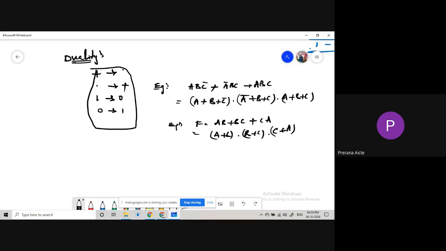Then again, if you find the duality function again, we get F only: AB plus BC plus CA. So this type of expression is called self-dual.